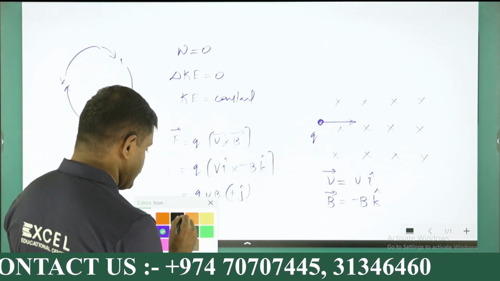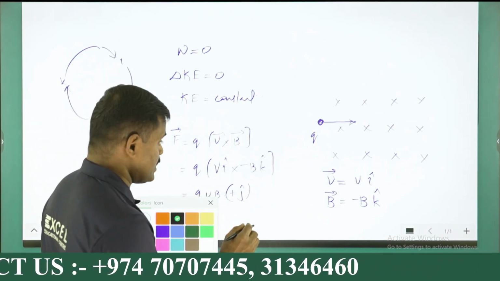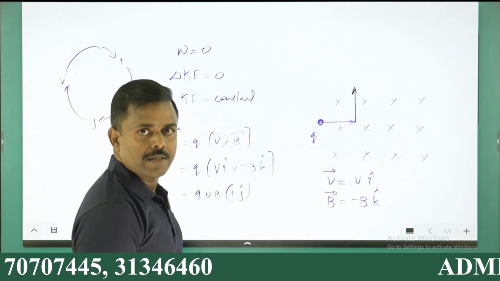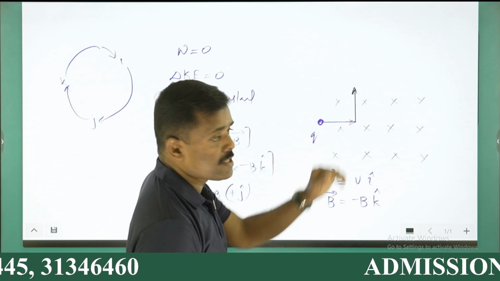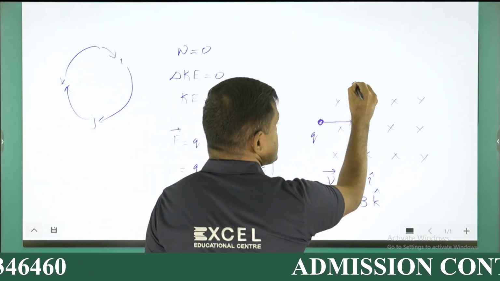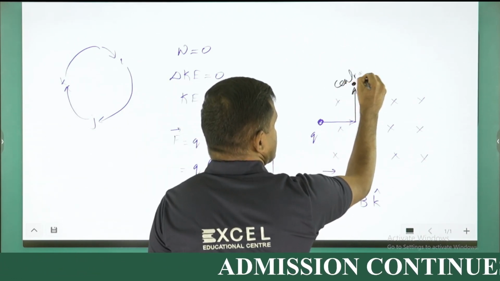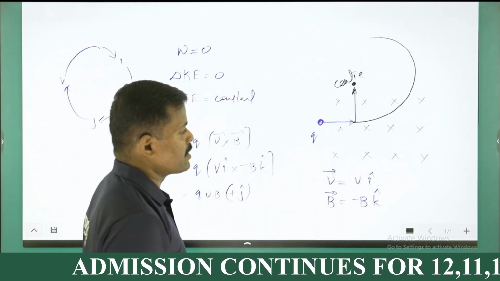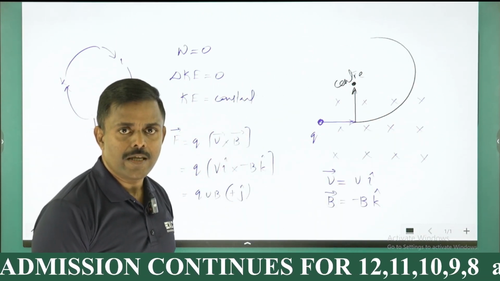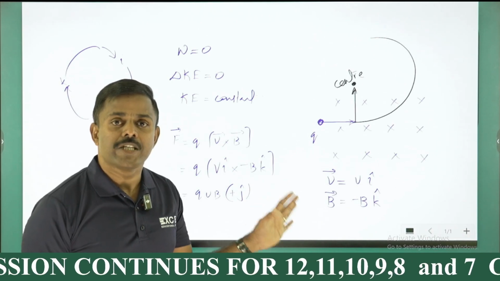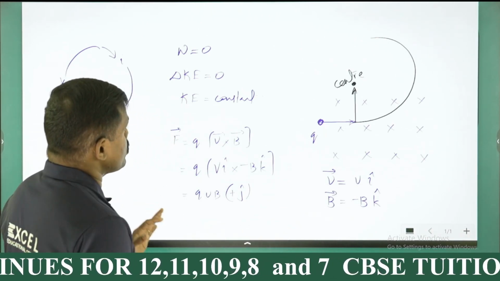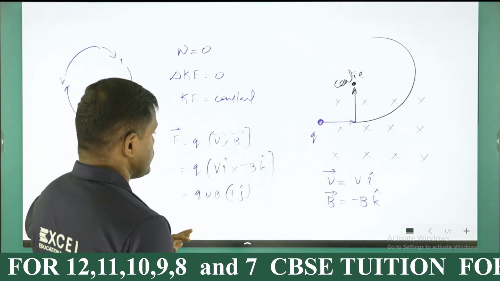So what's my conclusion now? The direction of the centripetal force is upward. That means the center must be somewhere here. If that is the center, the particle should travel in a circular path like this. There is no change in kinetic energy. Then what else? I'll tell you what all things are not changing.